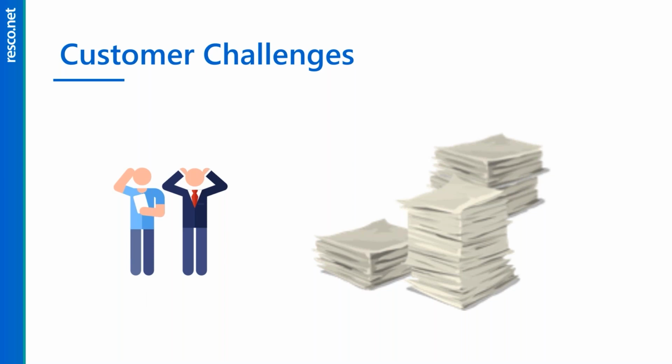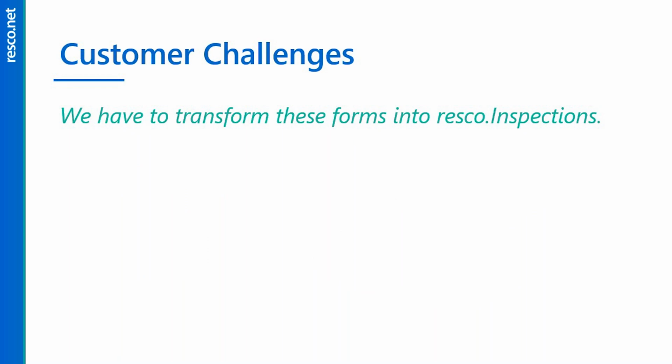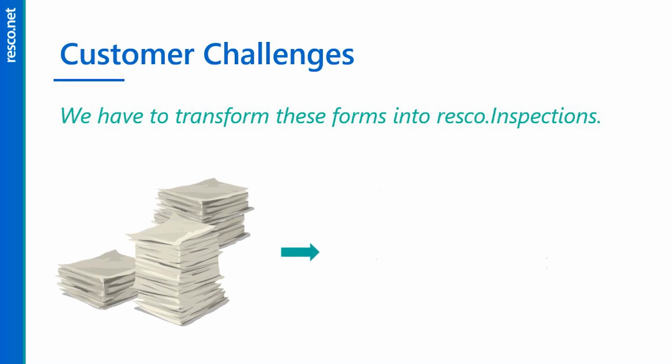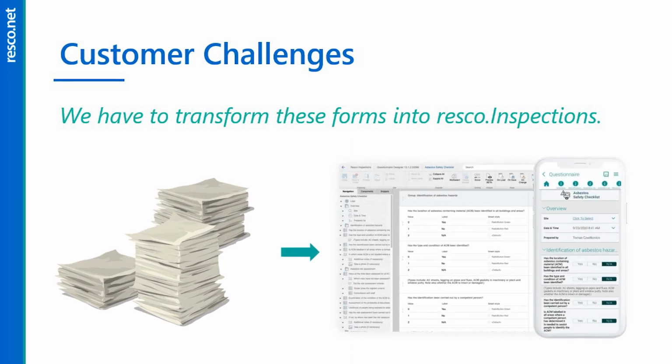So when customers start adopting, implementing, and getting familiar with Resco Inspections, they're usually in the situation when they need to change their current processes and the way they work. And there is a good amount of inspection checklists, work instructions, and other paper forms that are in use and need to be digitized at this point. Customers, of course, want to do this quickly and make them available for the field workers as soon as possible.